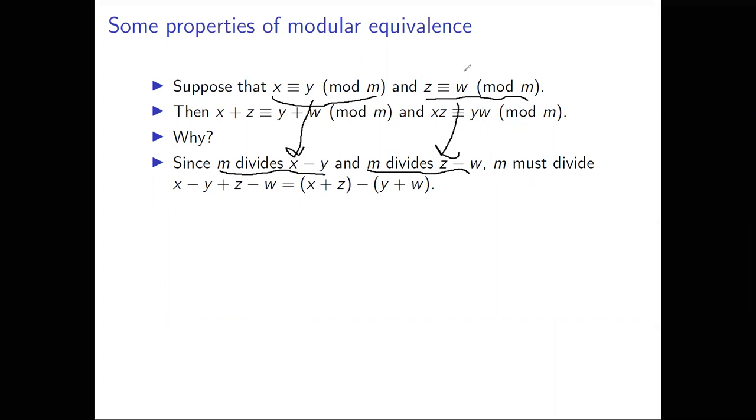So if M divides X minus Y and M divides Z minus W, by the property that we proved on the earlier slide, M must also divide the sum of those two. So M divides X minus Y plus Z minus W. And that's equal to X plus Z minus the quantity Y plus W by rearrangement. And since we now have that M divides the quantity X plus Z minus the quantity Y plus W, by definition of modular equivalence, that means that X plus Z is congruent to Y plus W mod M, the thing that we're trying to prove right here. So that's how we got that.